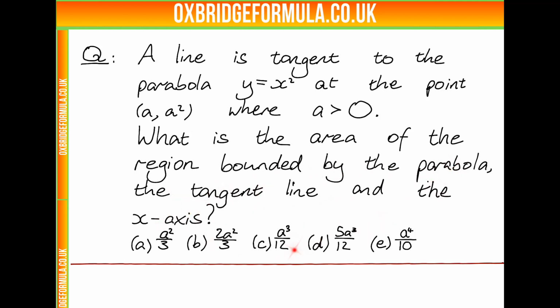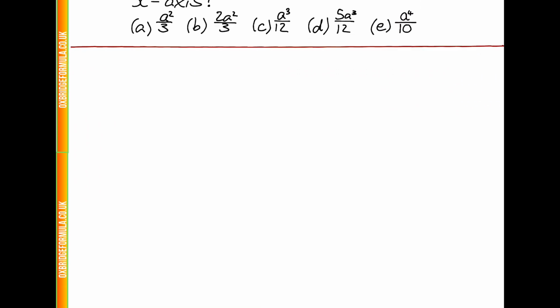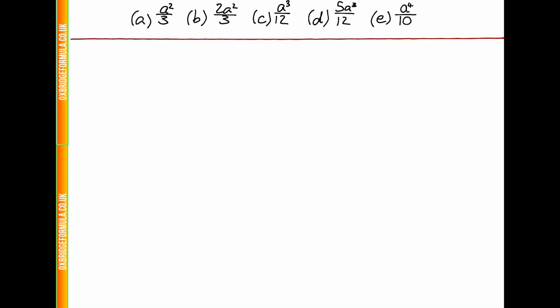We are given 5 options: a squared over 3, 2a squared over 3, a cubed over 12, 5a cubed over 12, or a to the 4 over 10. Pause the video and try to come up with a sketch of the situation. Okay, let's see if we can make a sketch, and this will be very useful for picturing what we need to do.